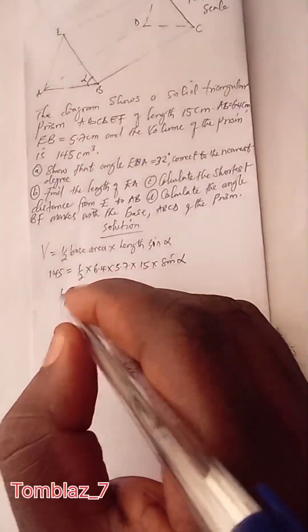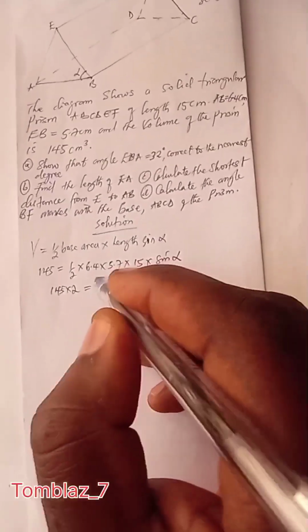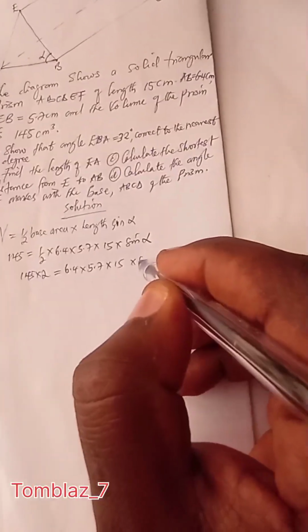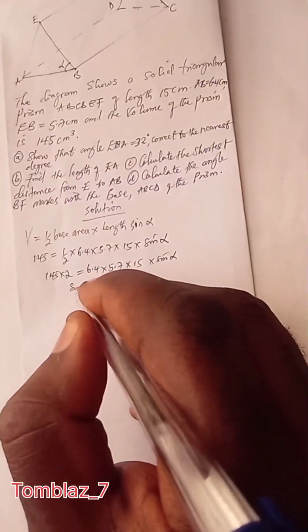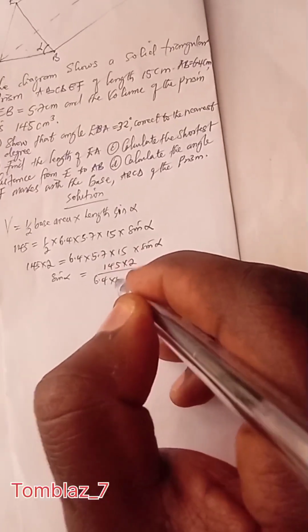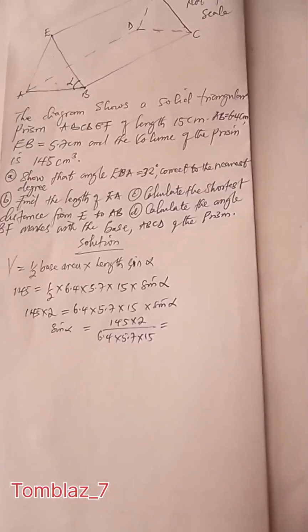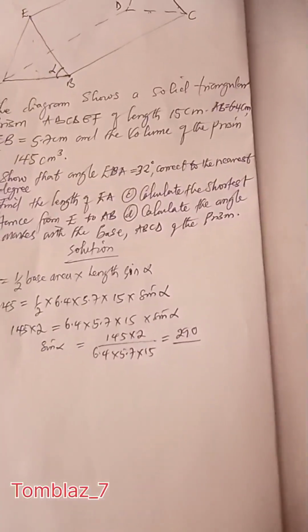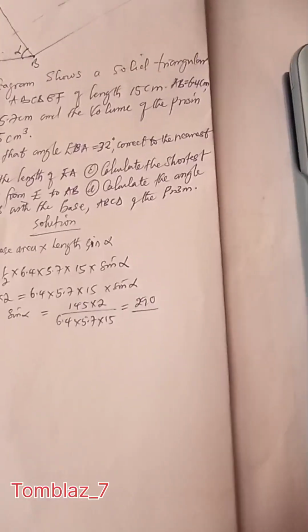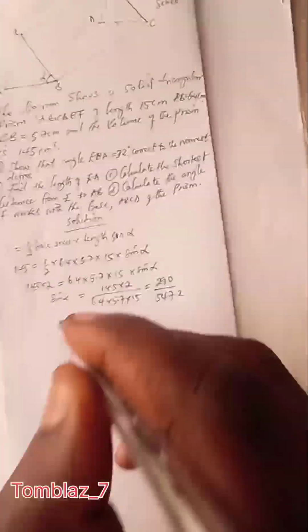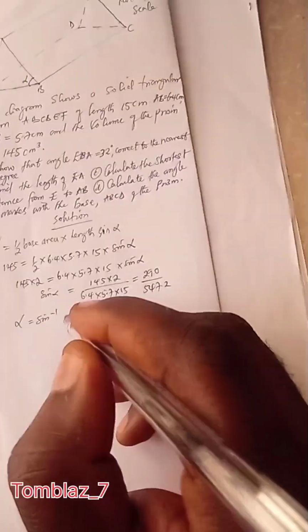Okay, so cross multiply, we have 145 times 2, and it equals 6.4 times 5.7 times 15 times sine alpha, right? So sine alpha will be equal to 145 times 2, all divided by 6.4 times 5.7 times 15. So let's work that out. 145 times 2 will give us 290, divided by 6.4 times 5.7 times 15, which gives me 547.2. So alpha is arcsine of that value.